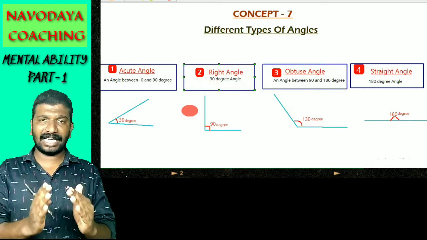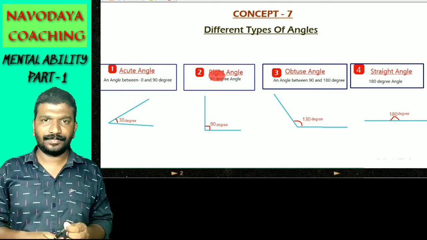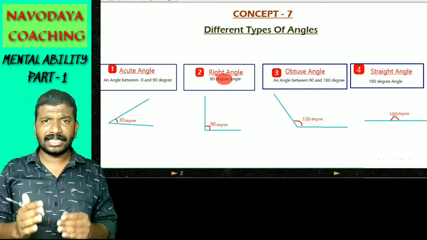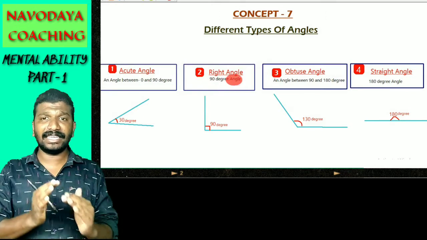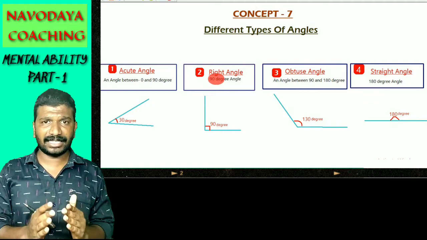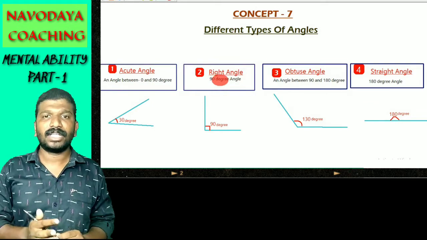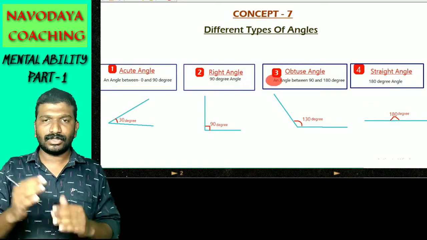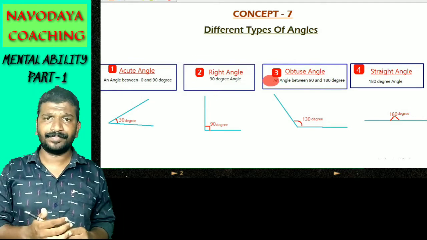And shall we go to the second, right angle? A right angle is exactly a 90 degree angle. So examples are also given below here.